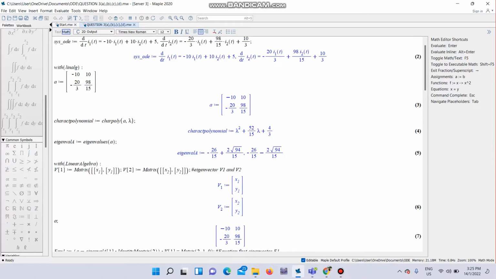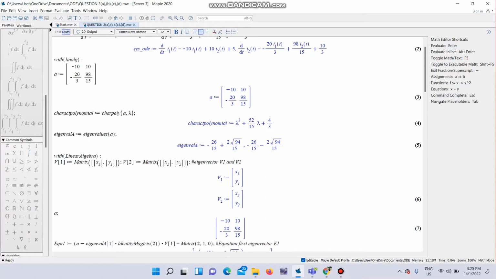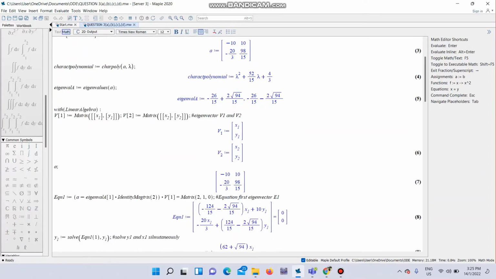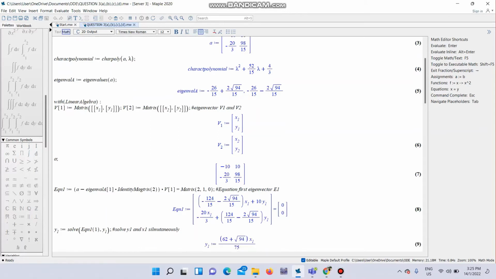And for the characteristic polynomial, we get lambda^2 plus 52 over 15 lambda plus 4 over 3. And for the eigenvalues, lambda equal to negative 26 over 15 plus 2 square root 94 over 15, and negative 26 over 15 minus 2 square root 94 over 15. Also, the next part is to find the eigenvectors v1 and v2, and for v1 that we get is x1 and y1, and v2 is x2 and y2. And this is the matrix part.